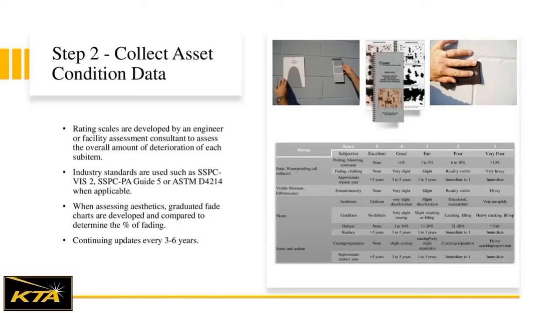Also, if aesthetics is important, a graduated fade chart, as shown in the top left photo, may be used in assessing the degree of fading. That's a good way of determining how much fade has occurred. So collecting asset condition data typically is repeated every 3 to 6 years, depending on the service environment, but is necessary to obtain the up-to-date conditions throughout the life of the facility.